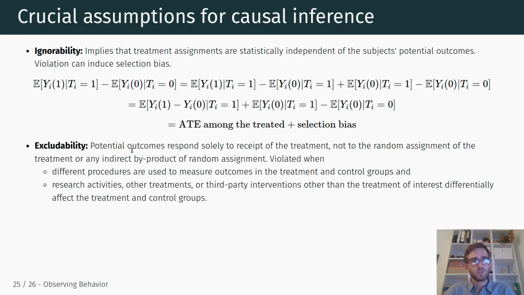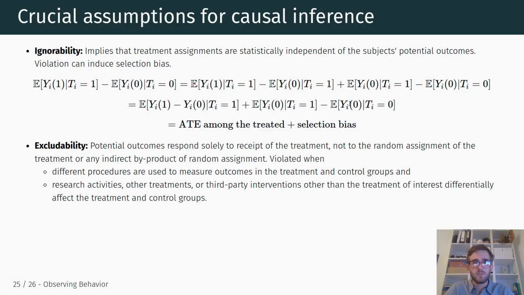A second crucial assumption for causal inference that we read about a lot is excludability, and that is also discussed in the chapter. Excludability implies that potential outcomes respond solely to the receipt of the treatment and not to the random assignment of the treatment or any indirect byproduct of random assignment. So that means it's violated when, for example, different procedures are used to measure outcomes in the treatment and control groups, or if research activities, other treatments, or third-party interventions other than the treatment of interest differentially affect the treatment and control groups.